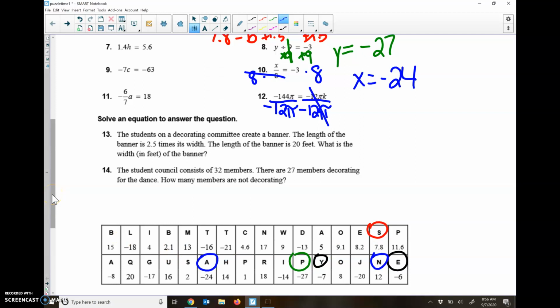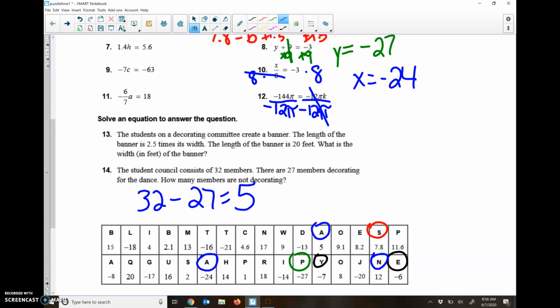14 then, student council consists of 32 members. There are 27 members decorating for the dance. How many members are not decorating? Well, if there's 32 members and 27 of them are decorating, that means there's going to be 5 of them not decorating. And 5 is right here.